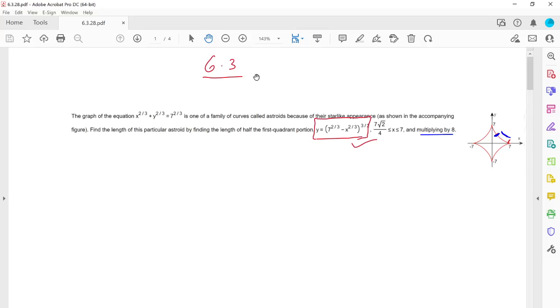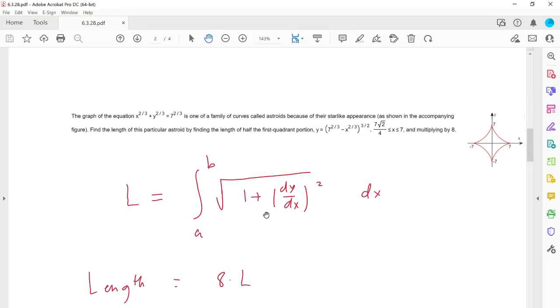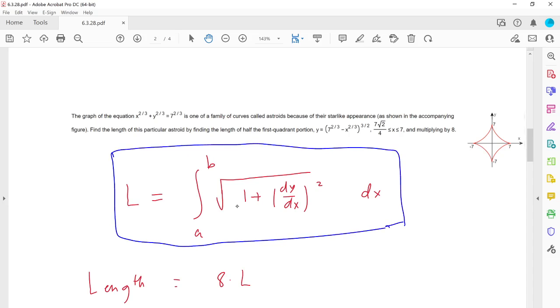So this is the formula we have given in this section. The length of a curve can be found by finding the integration of the square root of 1 plus (dy/dx) squared, where the range of x is from a to b. In our case, the range of x is from this point to this point. So this L gives us the length of half of the curve in the first quadrant. And then we are going to multiply that by 8 for finding the length of everything.